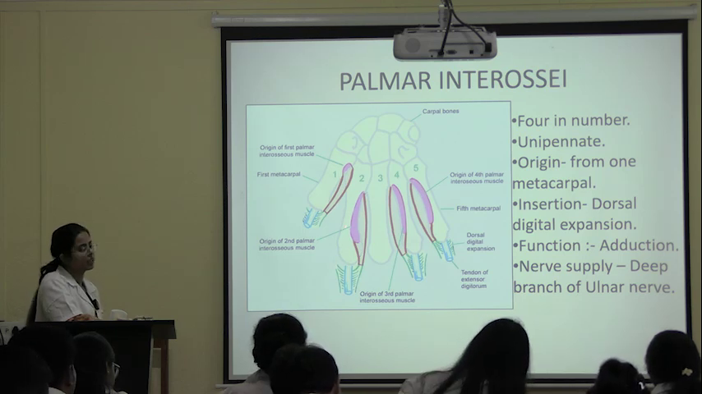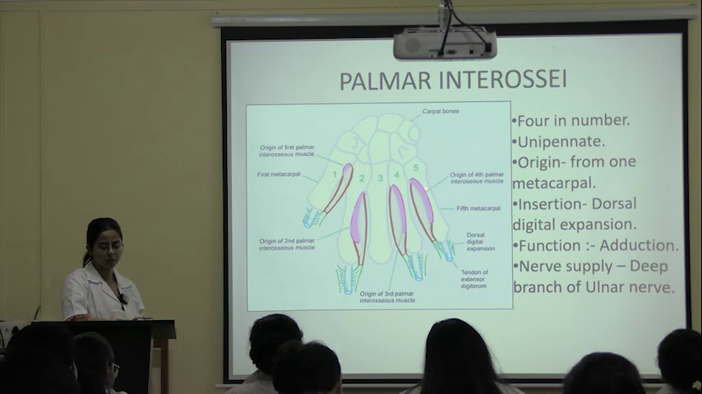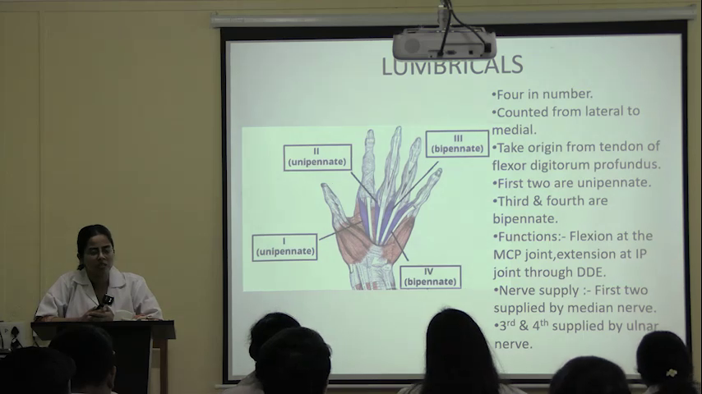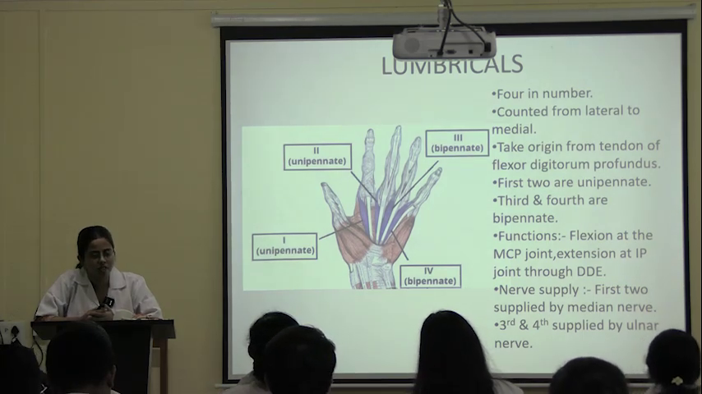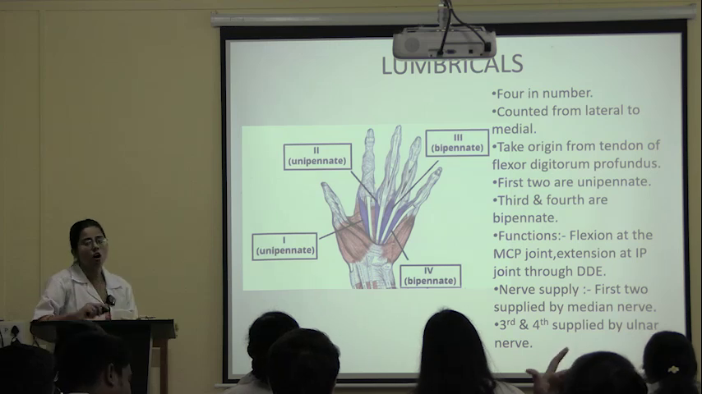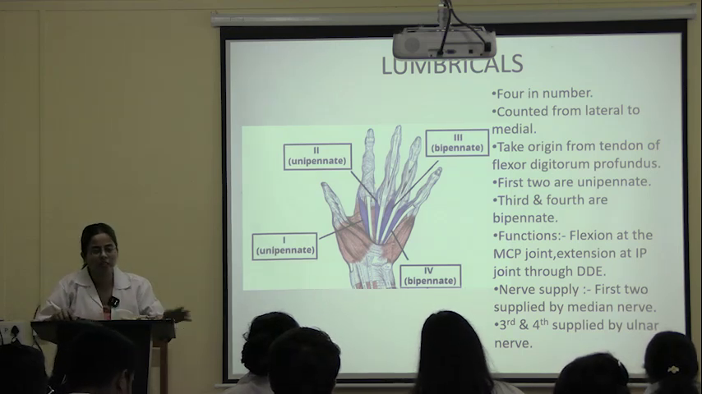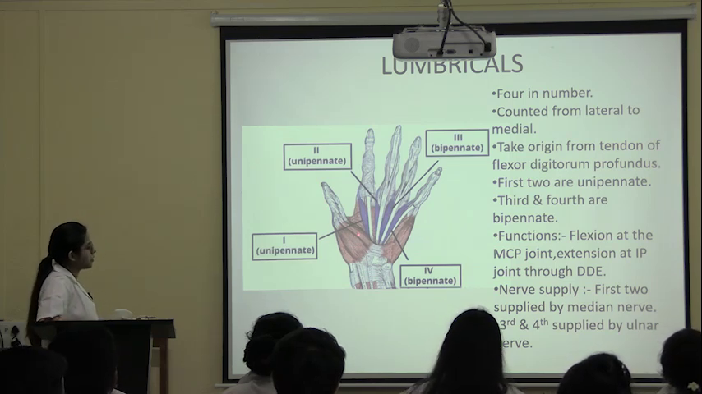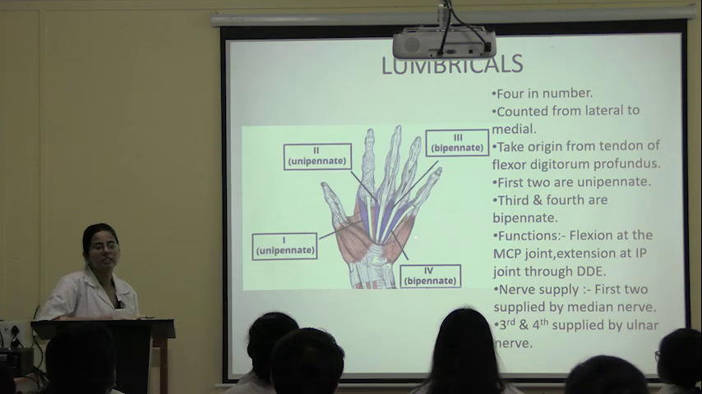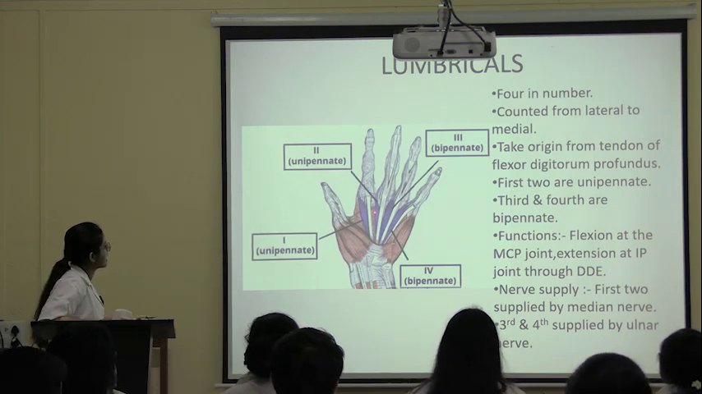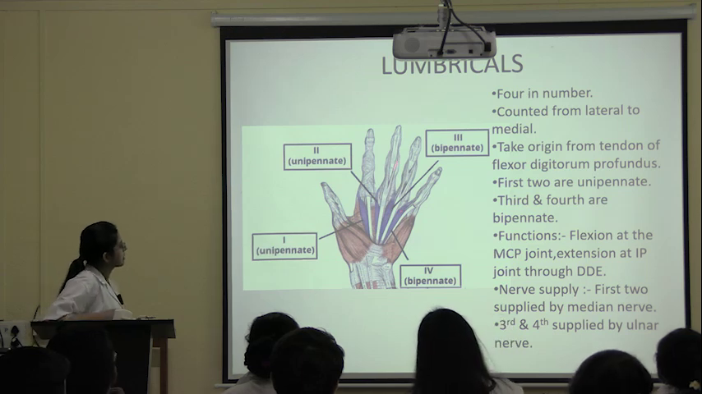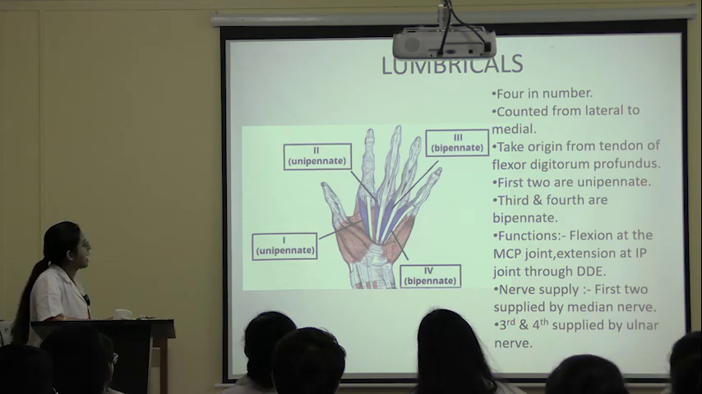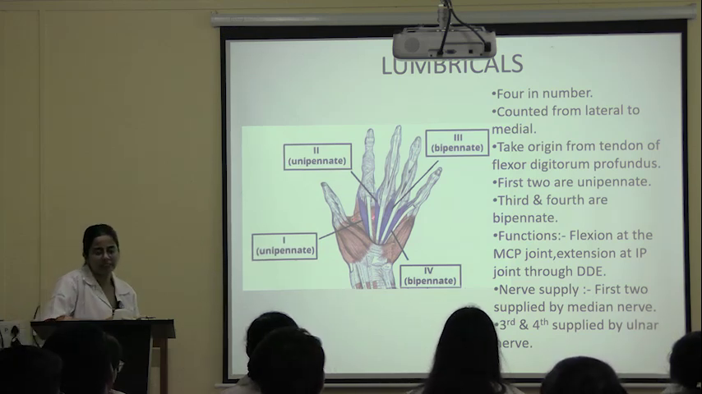We'll start numbering from the lateral side. Now we have read about thenar muscles, hypothenar muscles, palmar interossei, dorsal interossei. Now last is lumbricals. These all are intrinsic muscles of the hand. Here are the lumbricals. Again we'll start numbering from the lateral side. This is the first, second, third, fourth. Now first and second are unipennate, and third and fourth are bipennate. Clear?